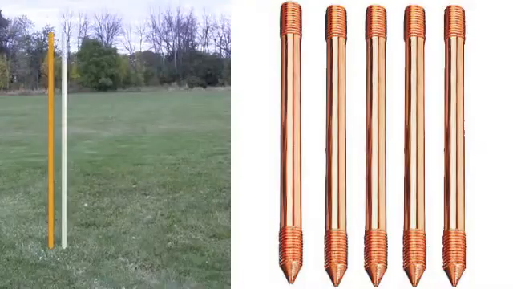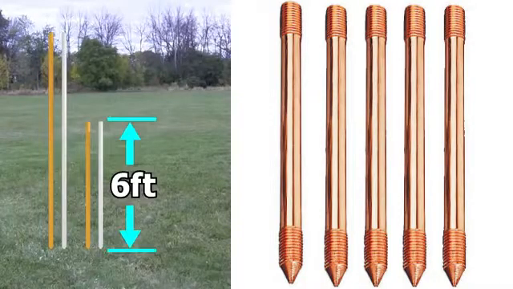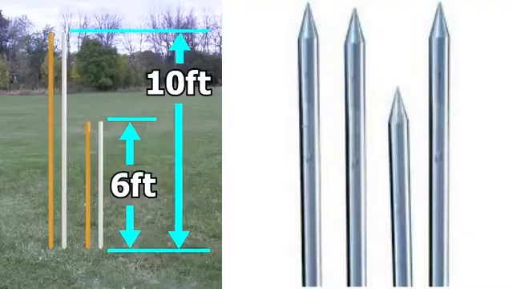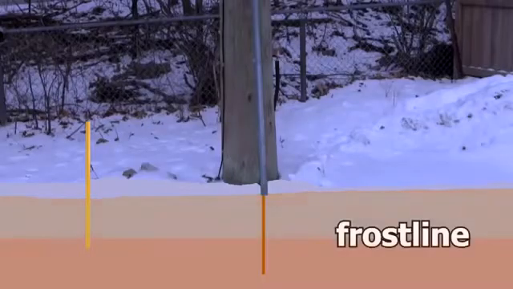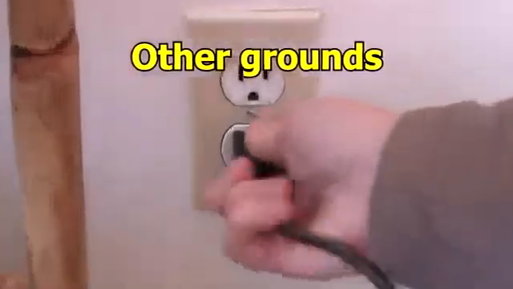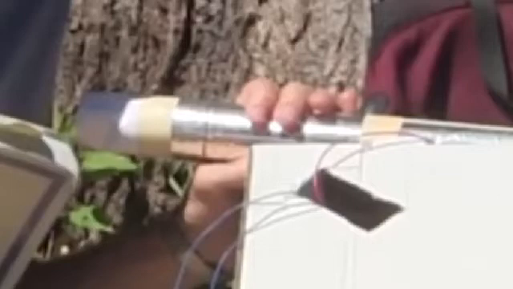You can buy copper and galvanized steel rods that are around 6 to 10 feet long, that you can pound into the ground. But keep in mind that cold ground lowers the conductivity, so make sure to drive it below the frost line for winter use. Besides the ground hole in a power socket, where can you find a ground to use?